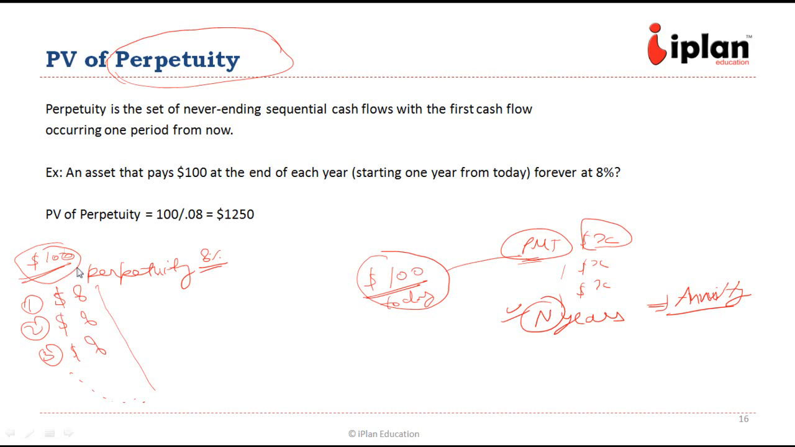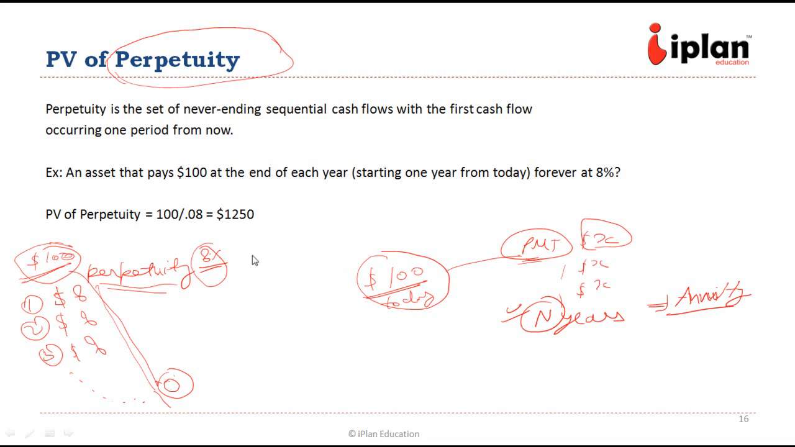Since we are assuming that this amount will be received for the infinite period, at that time the value of these 100 rupees or $100 will become 0. After say thousands of years, this amount will reduce to 0. That is why the perpetuity is calculated based on the interest rate simply.